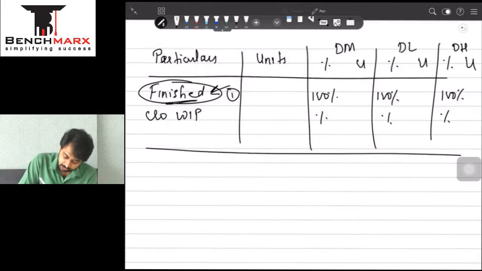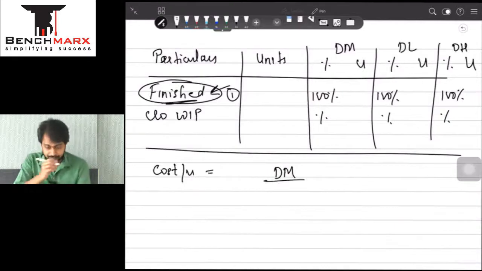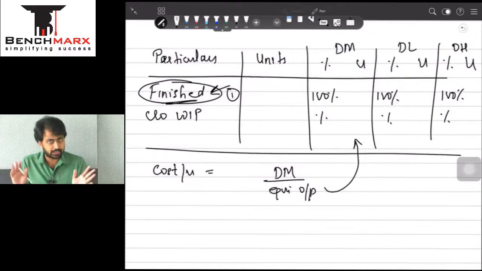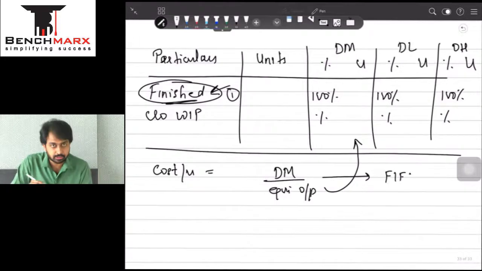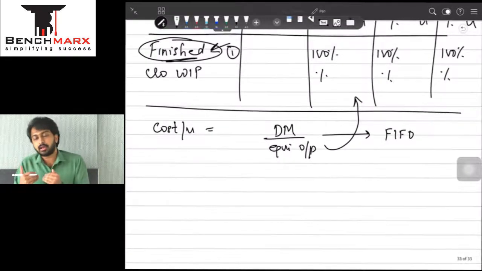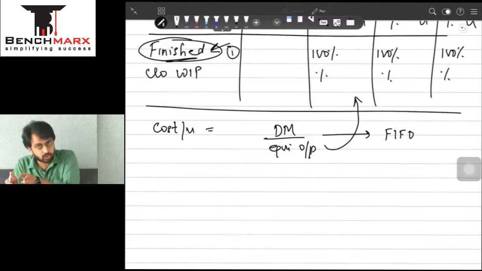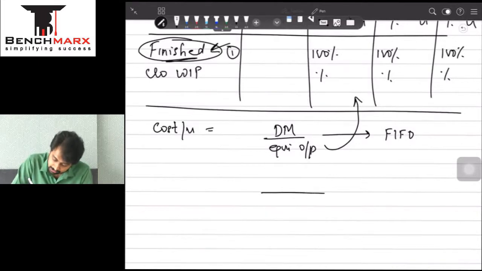Now comes the second change. When I find my cost per unit, what do I do? I take direct material cost from the ledger and divide by the equivalent output, which I get from here after totalling. This was done when I was doing the FIFO method. Now since I'm doing the average method, I want the previous cost as well as the current cost upon the total finished goods. So first of all I will divide by the equivalent output. That part is fixed.